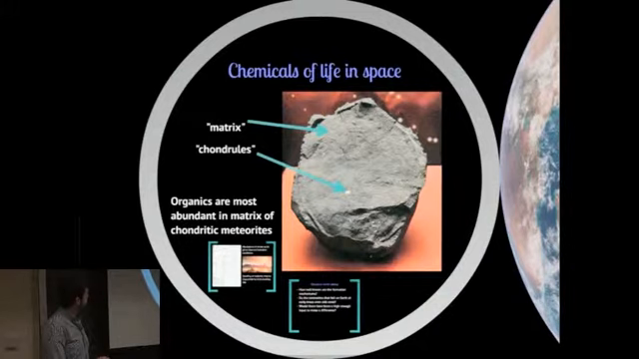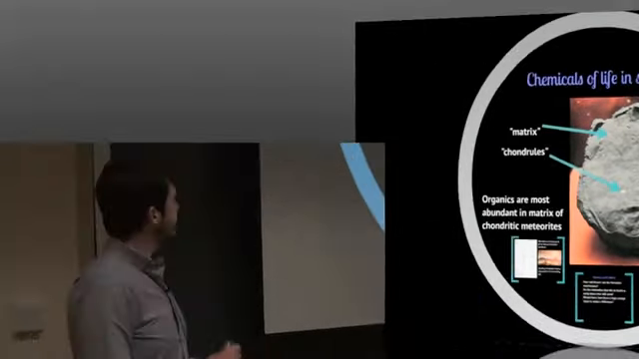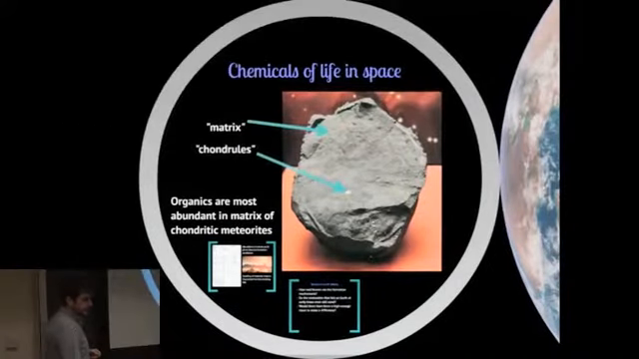So the chondrules are surrounded by this dark matrix. If people talk about the matrix, they're not talking about that movie. They're talking about this dark, organic-rich material which cements together everything else in the meteorite. So organics are most abundant in the matrix of chondritic meteorites, or carbonaceous chondrites, so-called because they have a lot of carbon. That's what makes them black. So if you actually scoop out a little bit of this matrix and look for organic molecules, amino acids, what have you, you'll find them there.